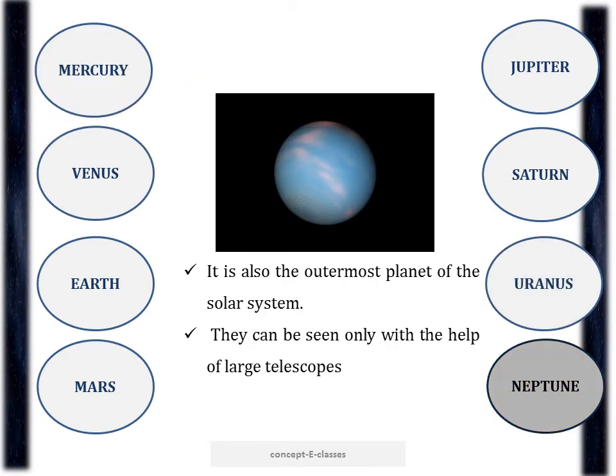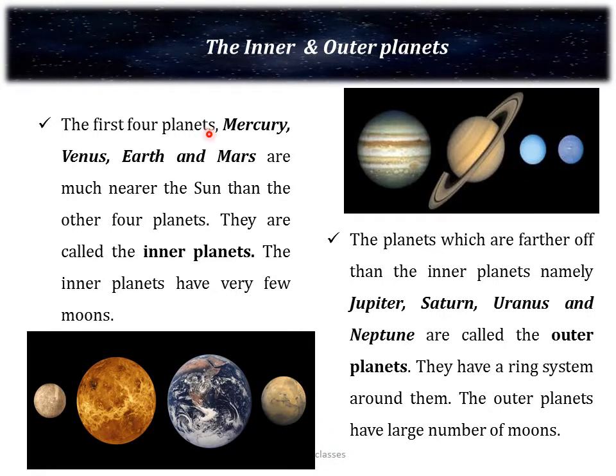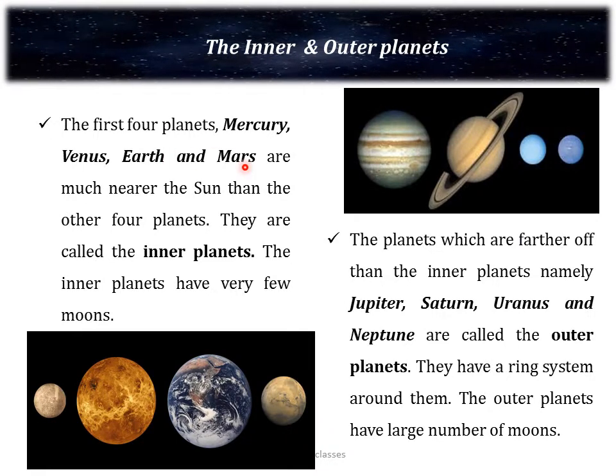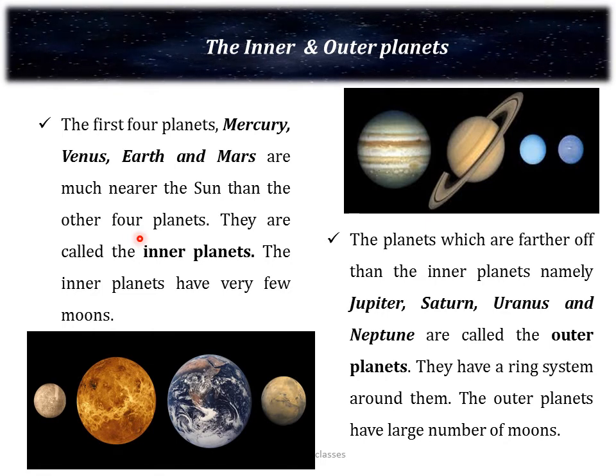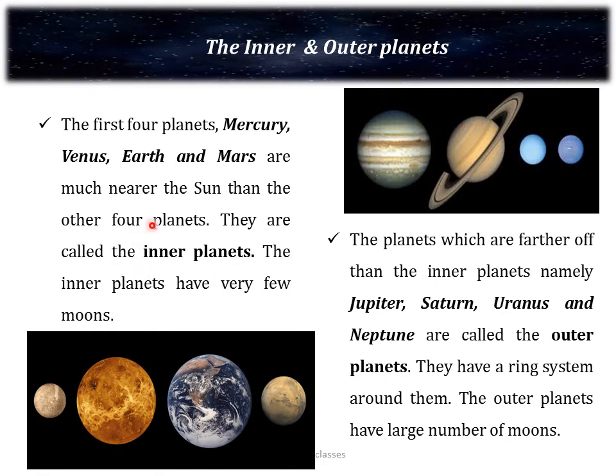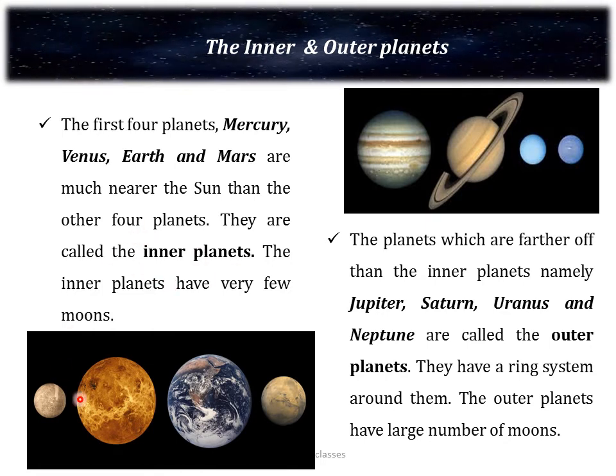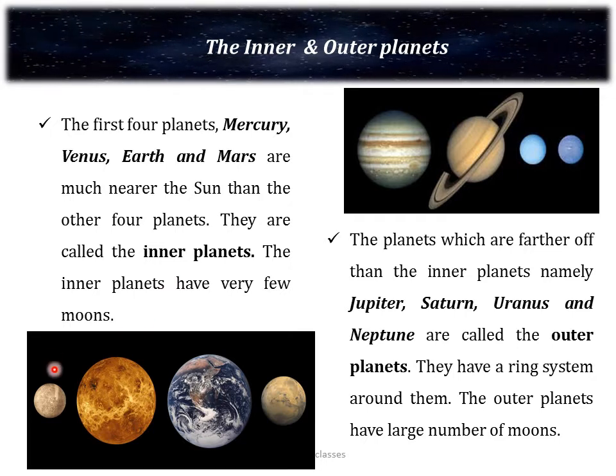The last planet is Neptune. It is also the outermost planet of the solar system, and it can be seen only with the help of large telescopes. Now the first 4 planets, Mercury, Venus, Earth and Mars, are much nearer to the Sun than the other 4 planets. Hence they are called inner planets, and all inner planets have very few moons.